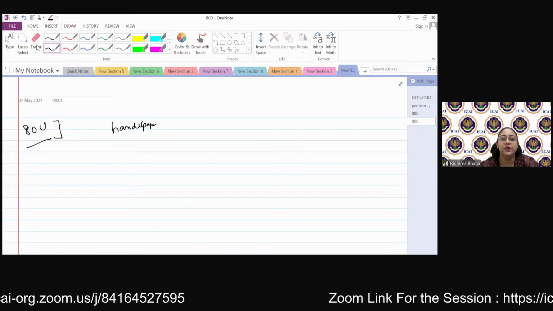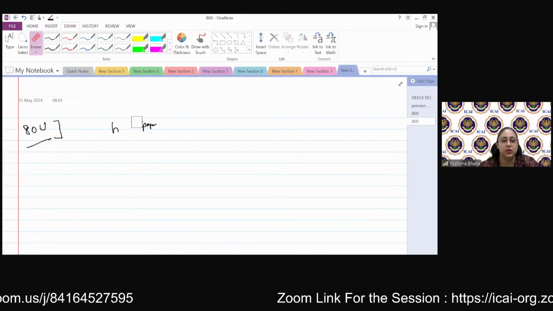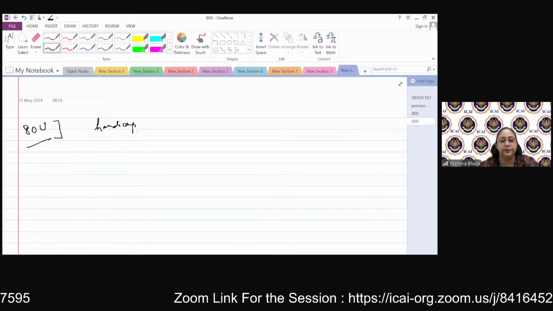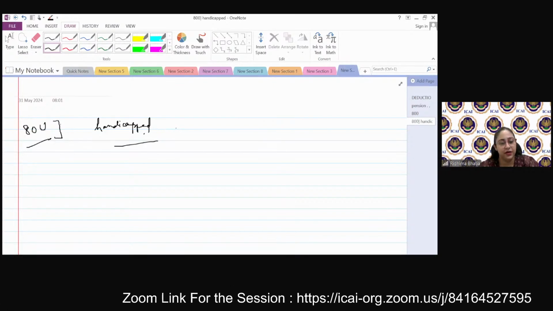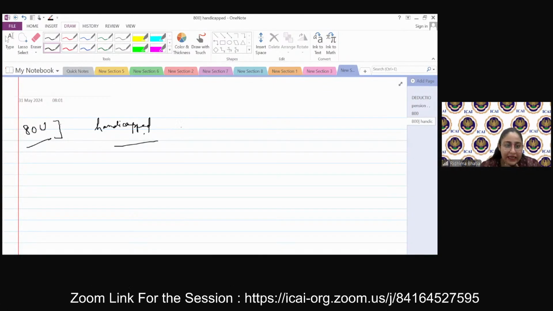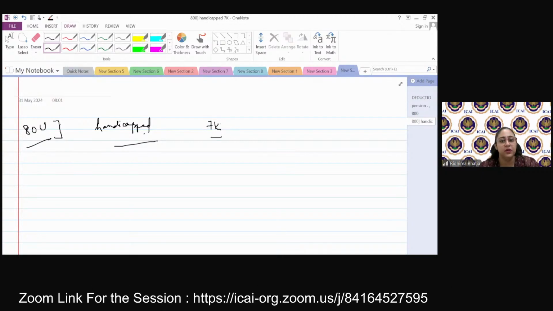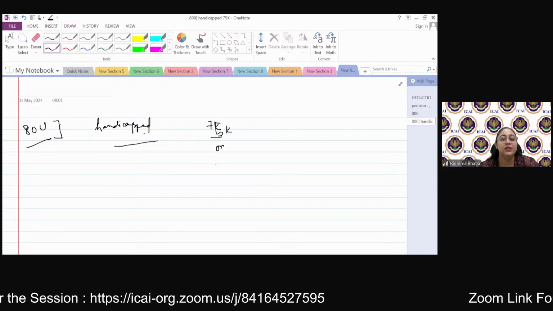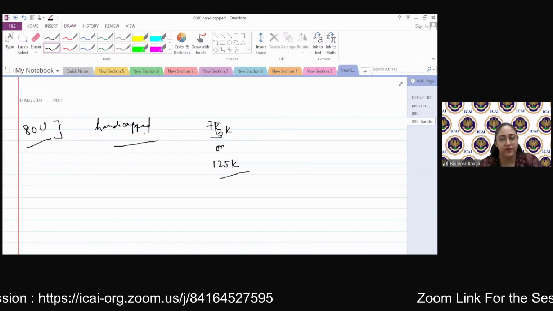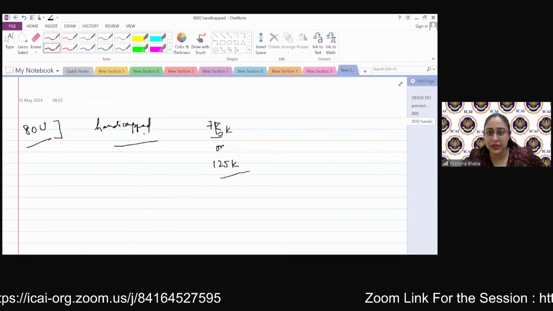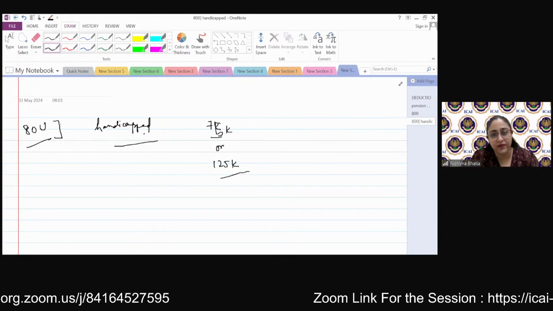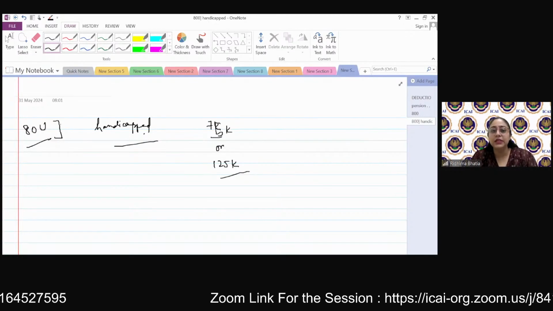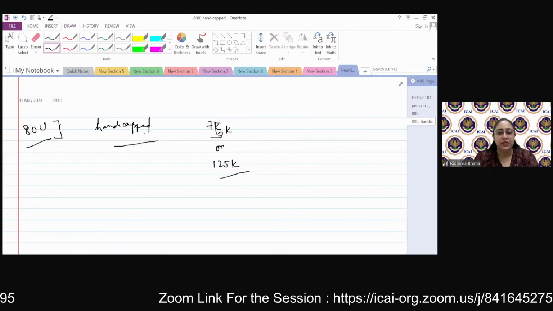So this is a flat deduction which is given to them. 80U is a flat deduction. So if any individual is handicapped, 75,000 deduction is given under section 80U. Or if a person is with severe disability, the deduction is 1,25,000. Severe disability means 80% or more of the body is disabled, then 1,25,000. Otherwise, 75,000. This is not related to expenditure. This is just in general given to a person with disability under section 80U.